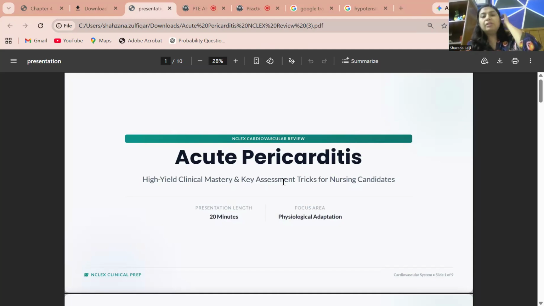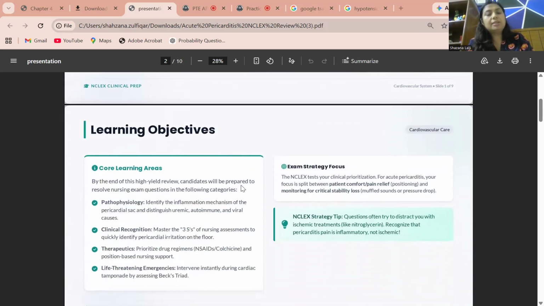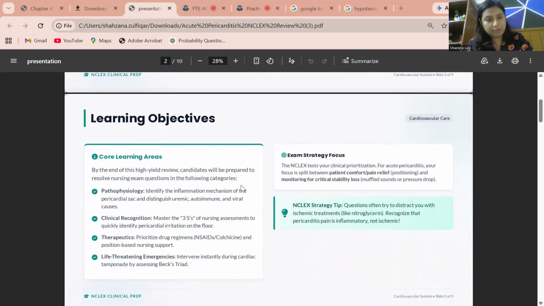So now we will start our today's topic, that is acute pericarditis. Before moving forward, we will first discuss the learning objectives, that is what we will learn in today's class. First we will discuss the pathophysiology, what is acute pericarditis, how it will occur, and what are the main causes of acute pericarditis.